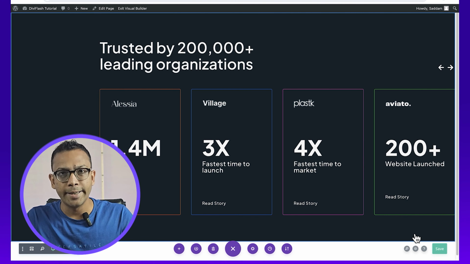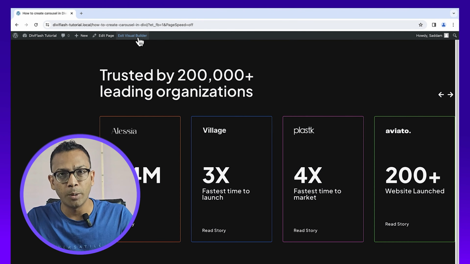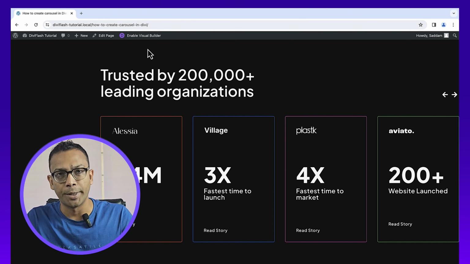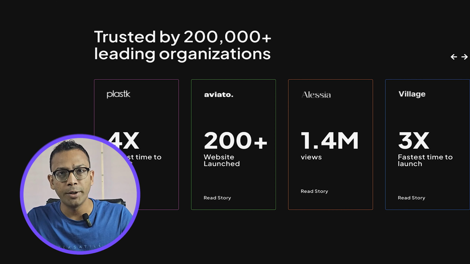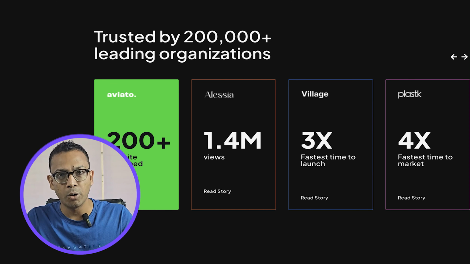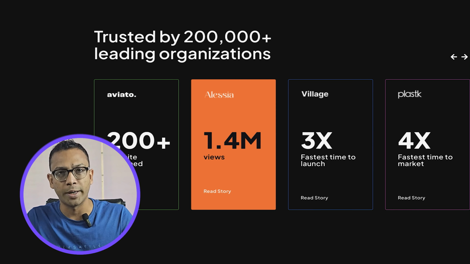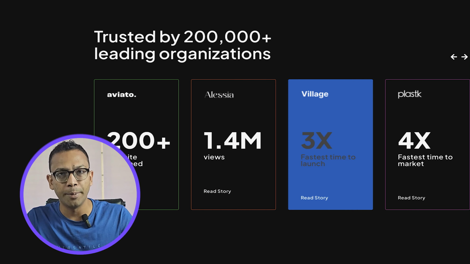See, our design is done. Let's save it. Now let's click on exit visual builder and see the design on the front end. Here you go. It's automatically scrolling through. We set a background hover effect which is also working smoothly. So give it a try.